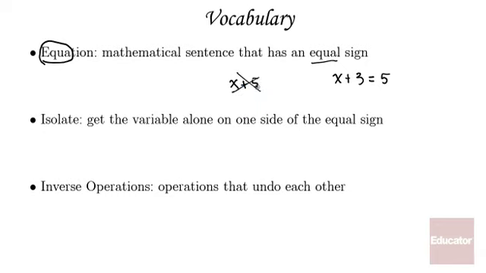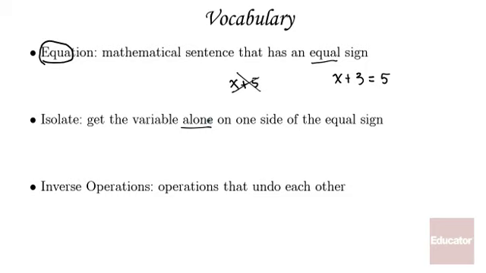Isolate next means to get the variable alone on one side of the equal sign. Maybe you've heard on TV or something that when a person is in isolation, they are alone. So you can think that isolate means to get the variable alone.